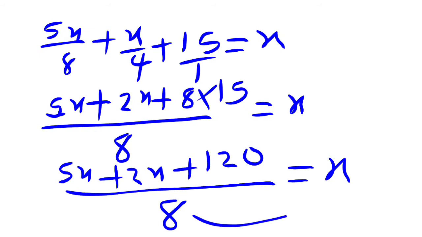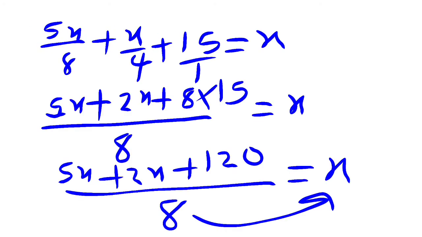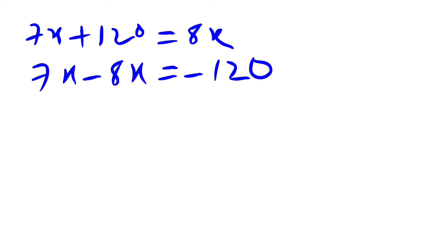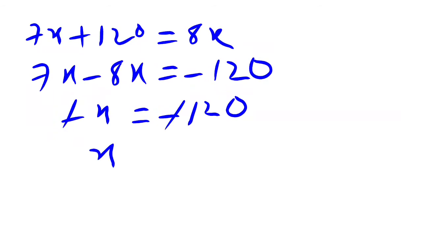Now the 8 is transposed to the RHS. So here 5x plus 2x is 7x plus 120 equals x into 8, which is 8x. Now write the variables on the left side and constants on the right side. So plus 120 will become minus 120. So minus x equals minus 120. Minus minus cancel, x equals 120.